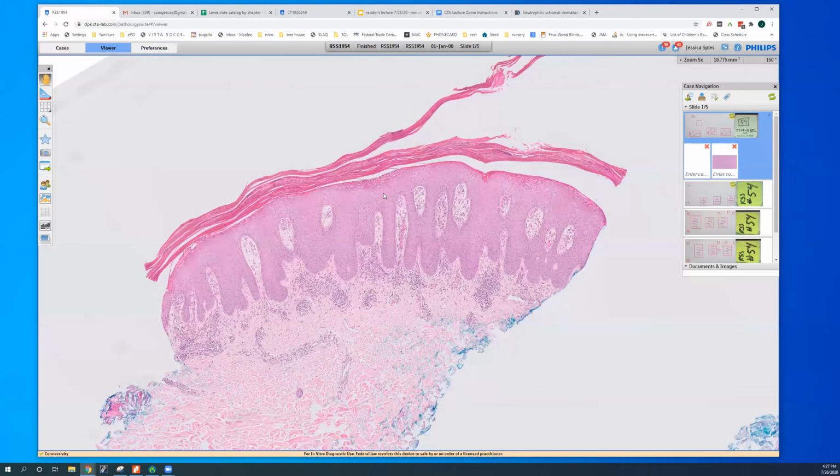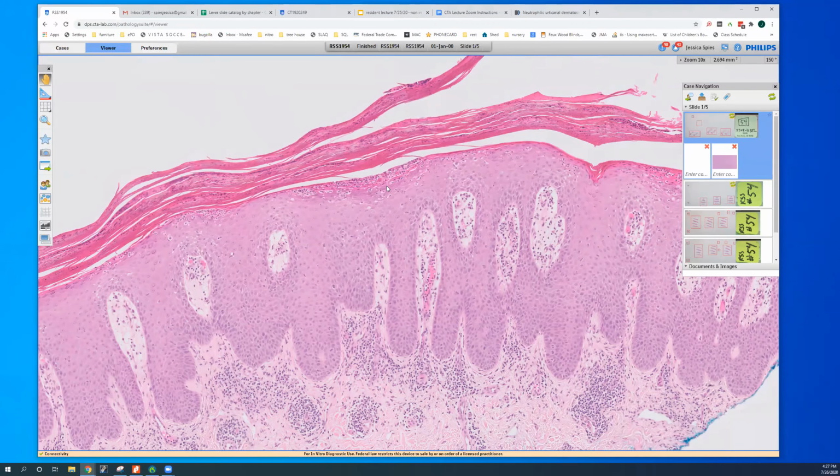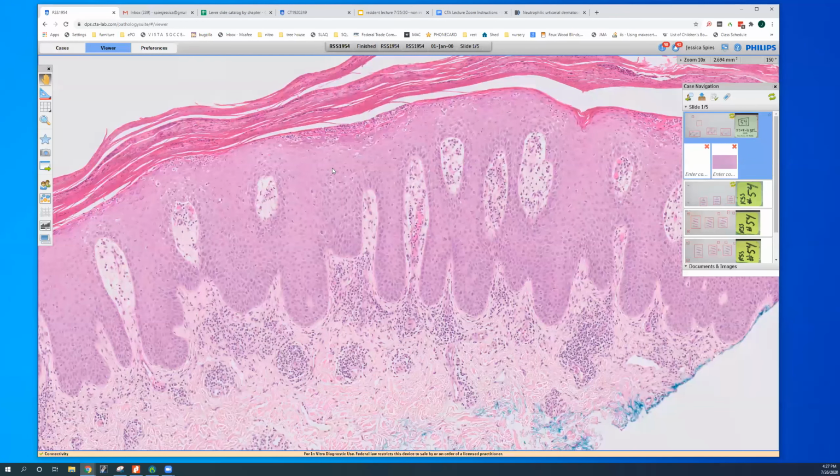So, spongiform pustulation, neutrophilic microabscess formation, and then what you have in the epidermis is these elongated rete ridges that are fusing, kind of bulb-shaped, kind of heavy at the bottom.